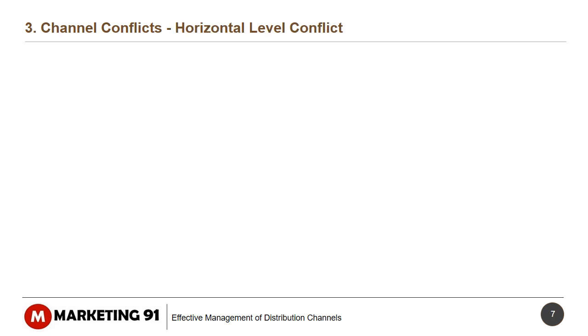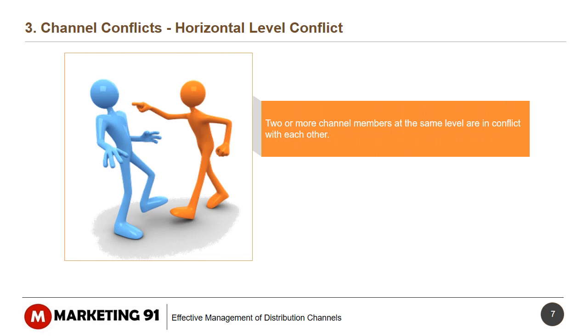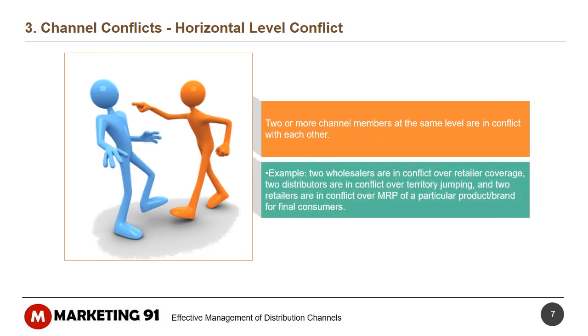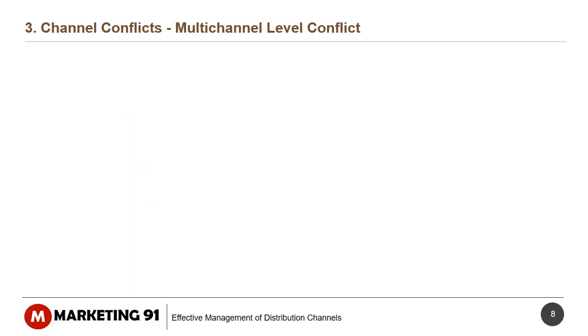Horizontal level conflict. 2 or more channel members at the same level are in conflict with each other. Example: 2 wholesalers are in conflict over retailer coverage, 2 distributors are in conflict over territory jumping, and 2 retailers are in conflict over MRP of a particular product or brand for final consumers.